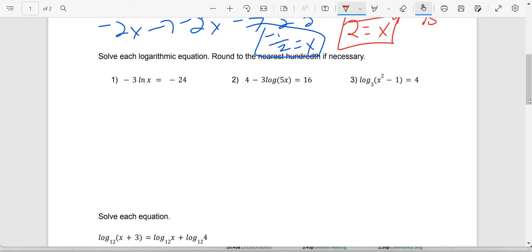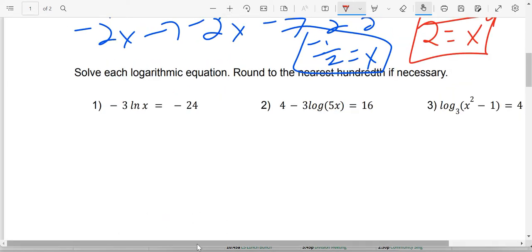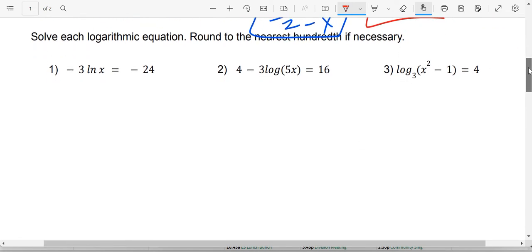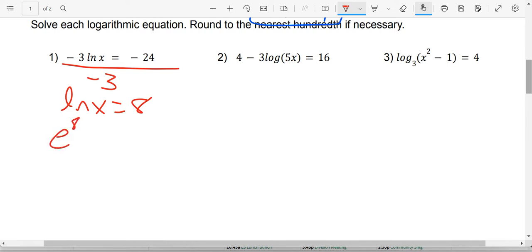So these down here are logarithmic equations. With these, I would recommend getting the logarithm alone and then changing it to exponential form. That's usually what's going to have to happen with these. So this first one, the logarithm isn't alone. We need to divide by negative 3 first. ln x equals 8. Change it to exponential form. You're going to get e to the power of 8 equals x. Remember, change it from logarithm to exponential. It's important. You need to remember that for this section.